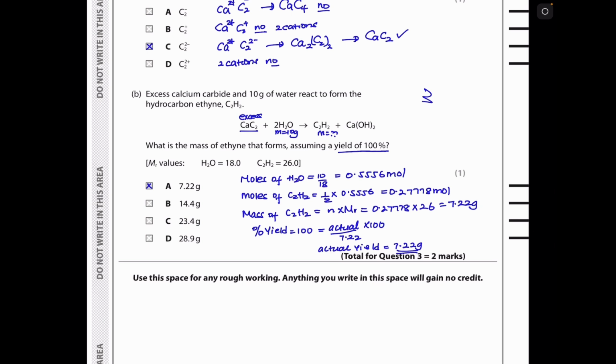And assuming it's 100% yield, percentage yield equals 100, which is equal to the actual yield divided by the theoretical yield times 100. So the actual yield is going to be 7.22 grams, and the answer is going to be A. For this part, even if you had not calculated the percentage yield, remember we always assume 100% yield when the theoretical yield and actual yield are the same. So here it's going to be 7.22 grams. Without calculating this, the answer should be the same.